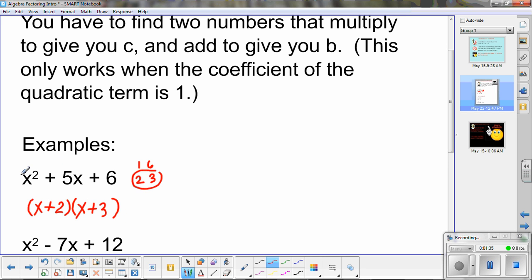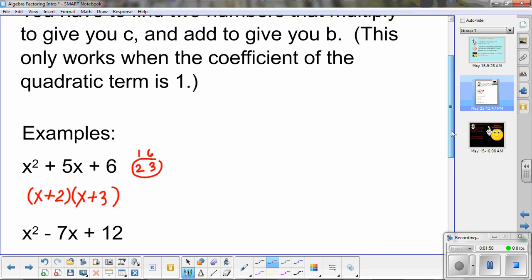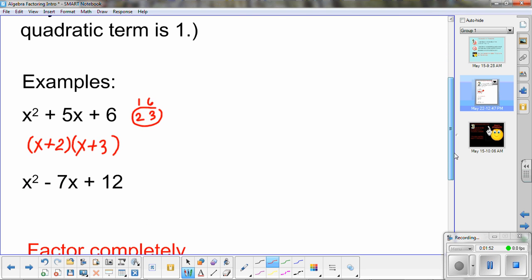First 2 is x squared. Outside 2 is 3x, and inside 2 is 2x. So 3x plus 2x is 5x, and then the last 2 times 3 is 6. So that's how you factor x squared plus 5x plus 6.